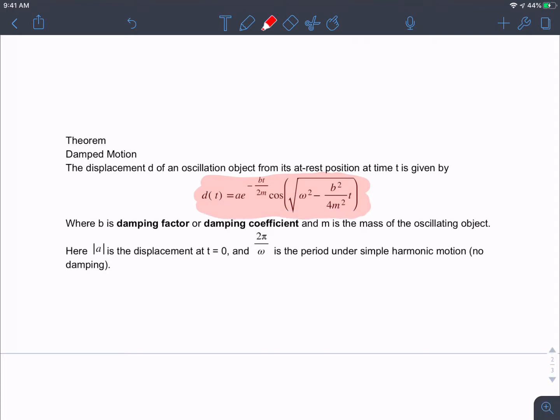And again, the amplitude is going to be A, and the period again is going to be 2 pi over omega. So understanding this formula is not too bad. And then we need to understand also that M is mass. So in these problems, we're going to be given some information about weight, and we're going to be able to go from there. So let's see if we can solve a problem doing this.